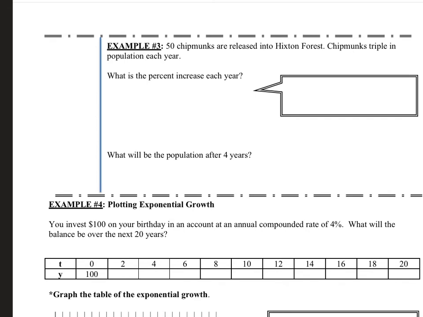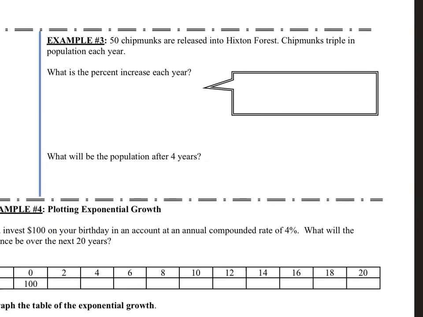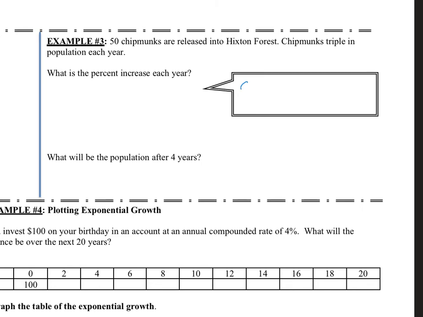50 chipmunks are released into Hickston Forest. Chipmunks triple in population each year. Okay. What is the percent increase each year? All right. So when it says triple or quadruple or anything like that, that's going to be our growth factor, okay? That's our growth factor, which is 1 plus R.